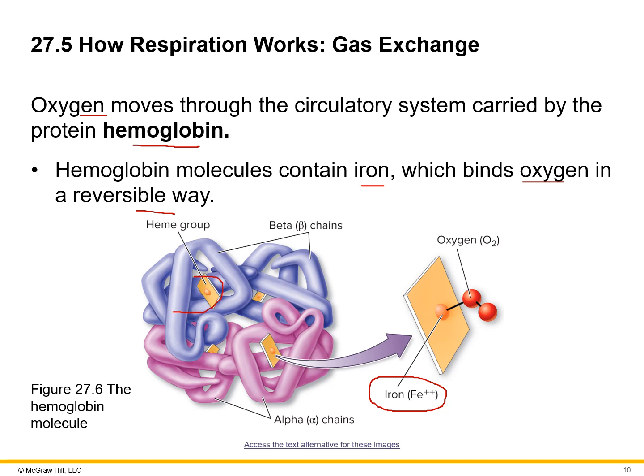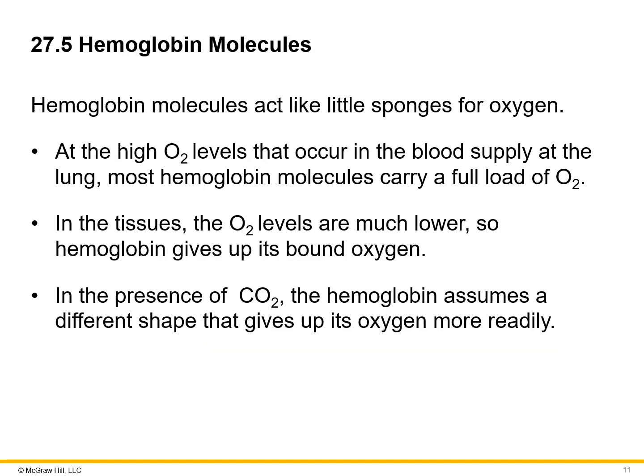The hemoglobin has multiple iron molecules on it, so that allows multiple oxygen molecules to attach to each hemoglobin. That hemoglobin molecule is essentially like a little sponge for oxygen. At the high oxygen levels that occur in the blood supply in the lungs, most of it carries a full load of oxygen. Most of that hemoglobin is completely saturated with oxygen. Now in the tissues, the oxygen levels are going to be a lot lower. So hemoglobin there is going to give up its bound oxygen.